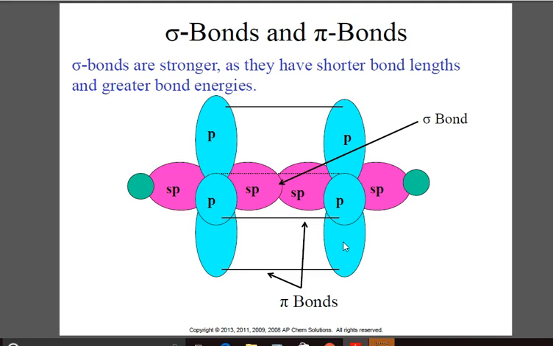So in a single bond, you only have one sigma bond, and then when you get a double bond, you still have that sigma, which is the strongest, but then you add a pi to it, so you're adding a little bit of strength. And then in this triple bond, as you see here, you have a sigma and two pi bonds, and so that's going to be stronger than a single sigma bond.